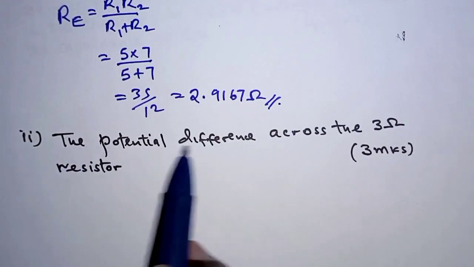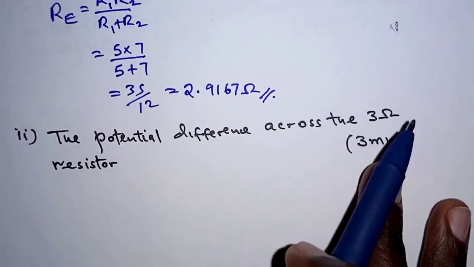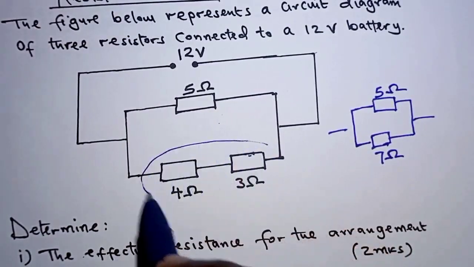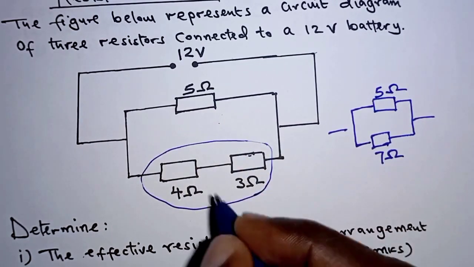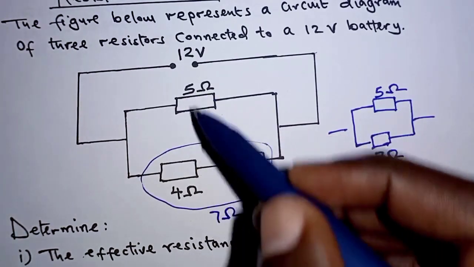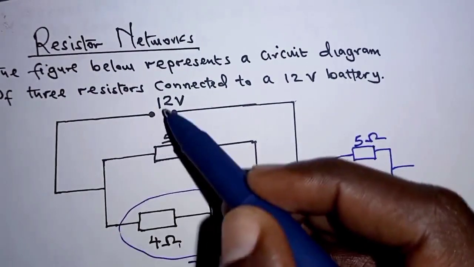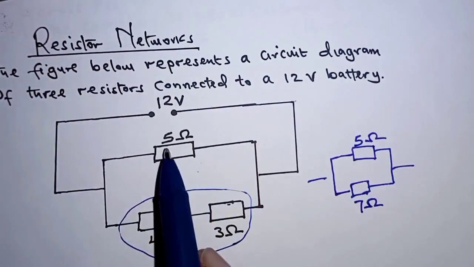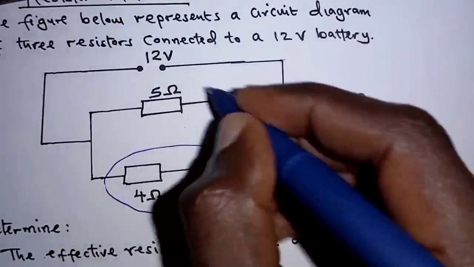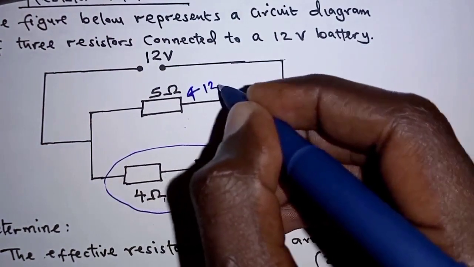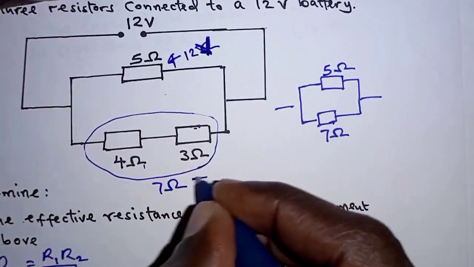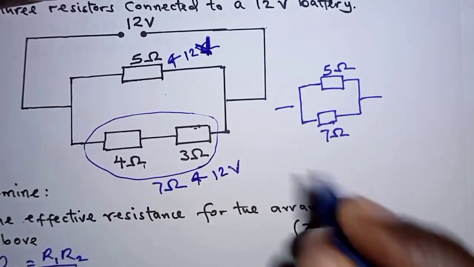The next thing is to determine the potential difference across the 3 ohm resistor. Let's get back to the diagram. We take note that when these 2 are combined, then this resistor, which is now 7 ohms, is parallel to the 5 ohm resistor. And for parallel resistors, they share the same voltage. So the total voltage here is the voltage across 5 ohm resistor and the 7 ohm resistor. So here we have 12 volts. Oh, sorry, it's voltage, not ohms. And here we also have 12 volts.